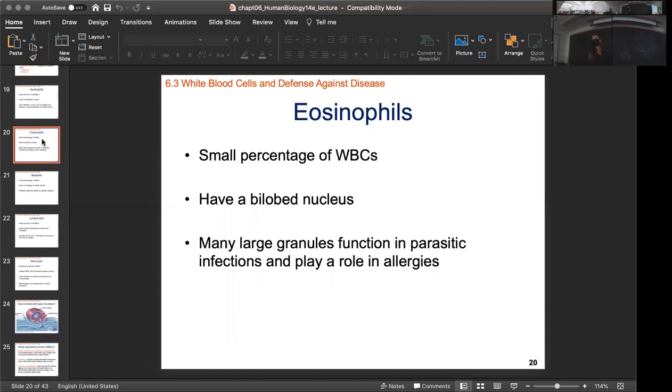Okay, the eosinophils, these are pretty rare. There's a small percentage of them. They have a bilobed nucleus, meaning that they just have 2 lobes. It can kind of look like the letter C or a lima bean kind of. They have many large granules, so they have a whole bunch of dots on them. And their function is in parasitic infections, and they also play a role in allergies.